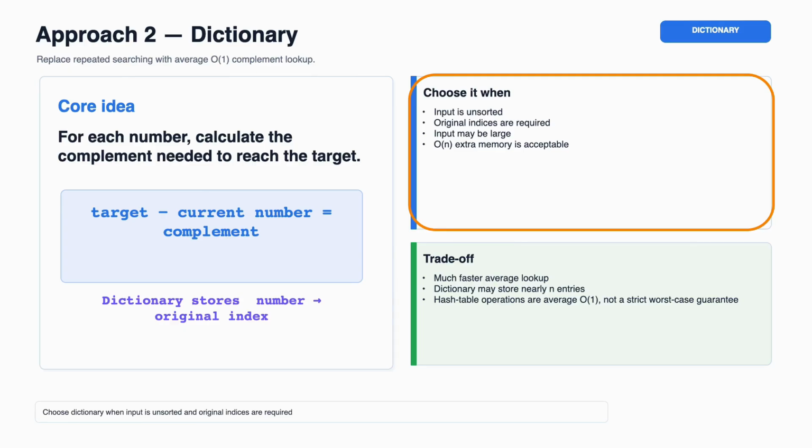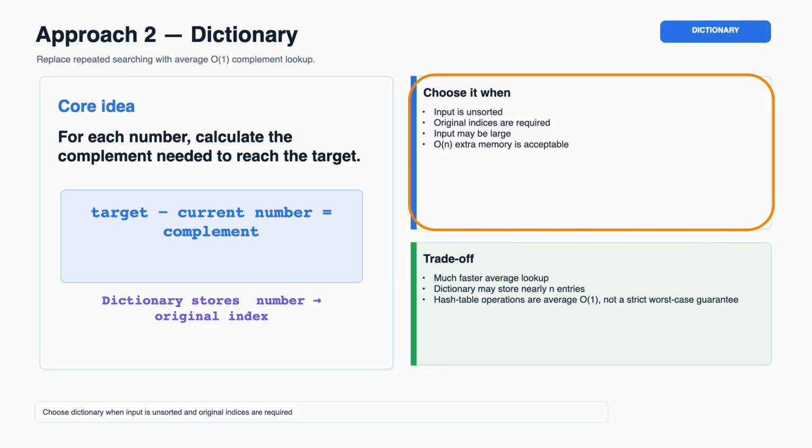When should we choose this approach? The dictionary approach is generally suitable when the input array is unsorted, we need to return the original indices, the input may be large, and additional O(n) memory is acceptable.